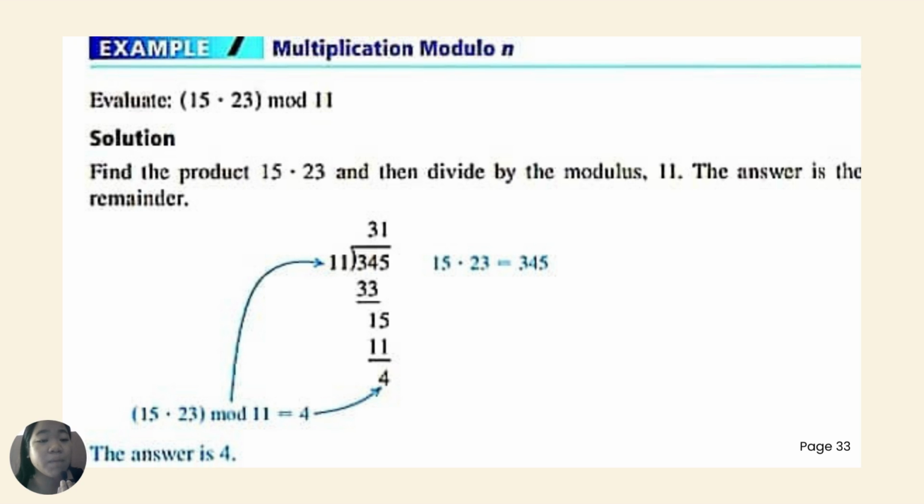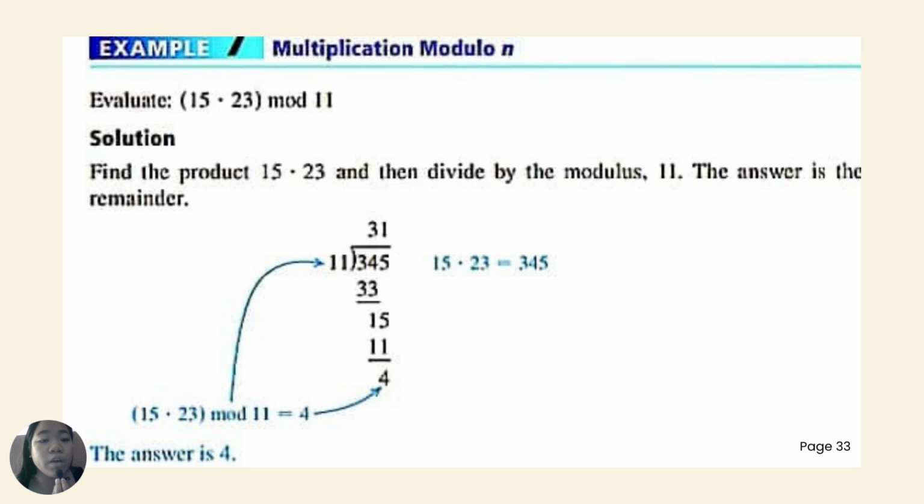So 15 times 23, we will get 345. And then, second operation, we will divide the product by our modulus, which is 11. So 345 divided by 11, 3 times 11, we get 33. 34 minus 33, we get 1, bring down 5, and then 15 divided by 11, we get 1.